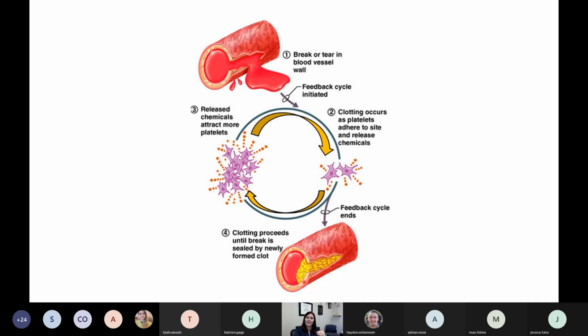So again, in a positive feedback loop, something happens. We tore our blood vessel, and that caused some platelets to start clotting, which made others come over to clot, which made others come over to clot, and we go and go until there's no more damage in the blood vessel. Hey, another example of a positive feedback loop is the process of childbirth.